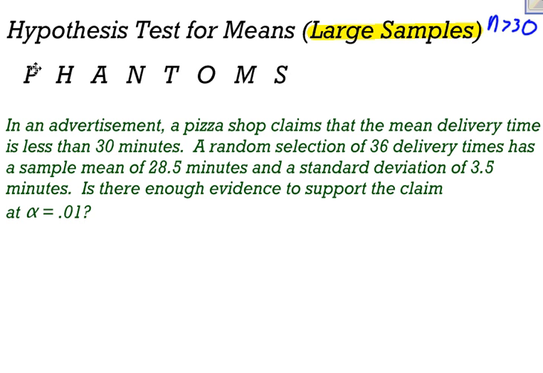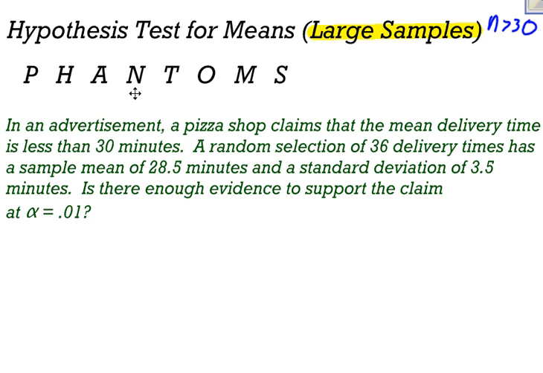Now, very quickly, I'll say what each letter stands for. P stands for our parameter statement. So I'm going to make a little statement about the thing that I am going to test. H stands for hypotheses. So I'm going to write my null and alternative hypotheses next. A stands for assumptions and conditions. And there's a couple of assumptions and conditions that we need to check or make when we work through this hypothesis test.